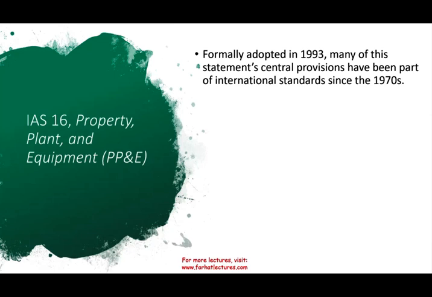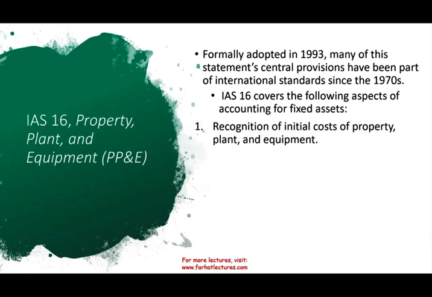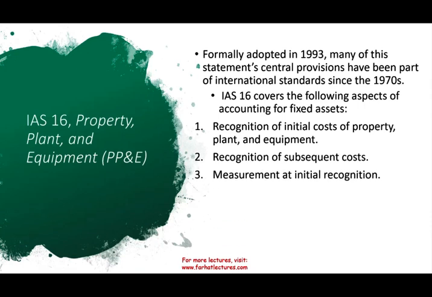IAS 16 covers the following accounting when it comes to fixed assets, and this is what we're going to be looking at. Recognition of initial cost of property, plant, and equipment. Basically, when we initially buy the asset, how do we record it? Recognition of subsequent cost. When we incur additional costs, how do we deal with that? Measurement at initial recognition. What dollar amount do we state the asset at initial recognition?